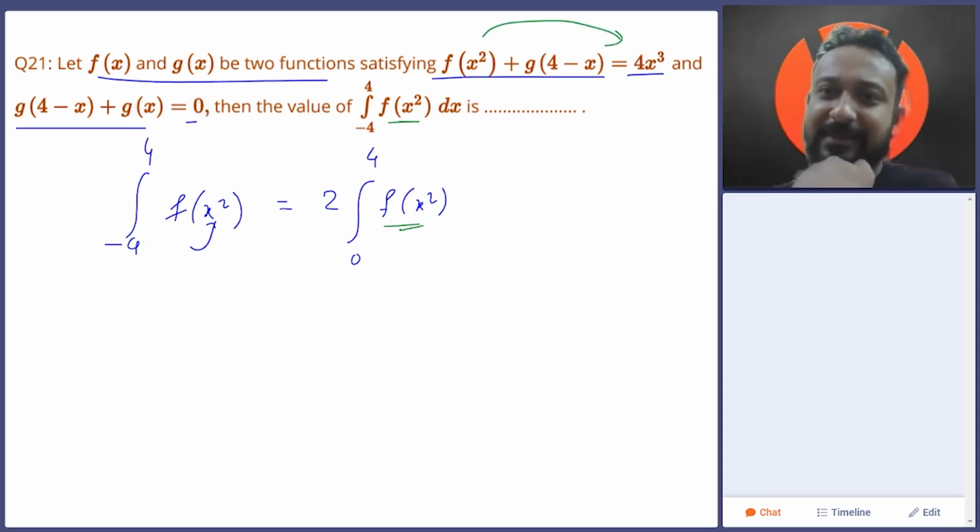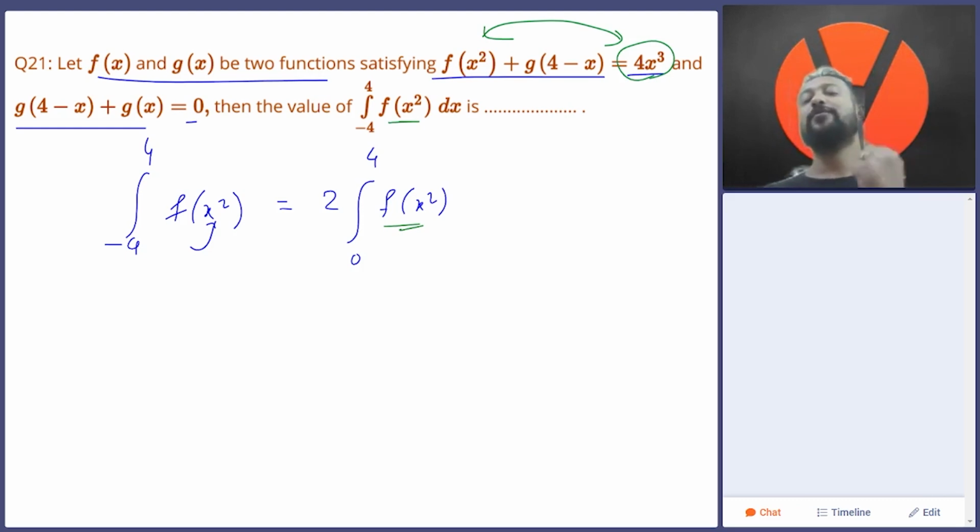But I think they are related something like this. Sir, f and g of 4 minus x, if you relate them, you will get hold of 4x cube, which is easily integrable. So can I write this as twice the integral from 0 to 4 of f of x square, which is 4x cube minus g of 4 minus x.